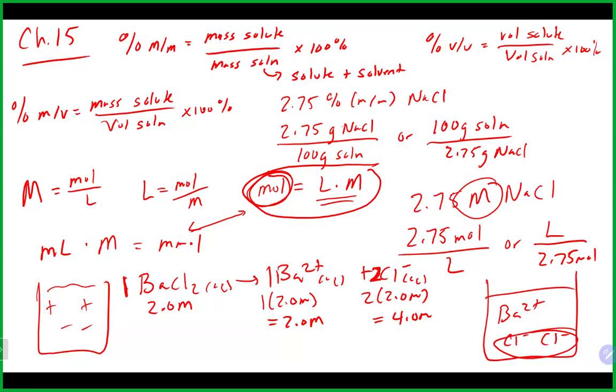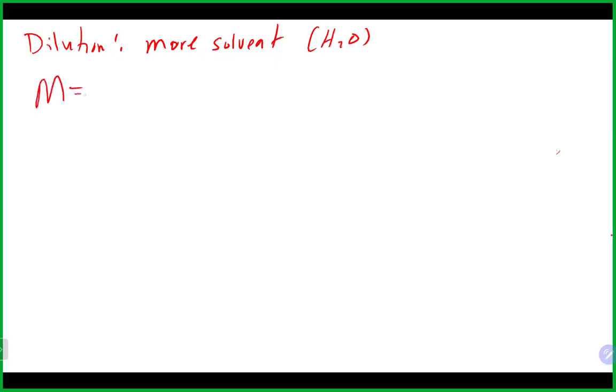We also talked about, at the end there, dilution. And dilution is really when we add more solvent. Although water is a very popular solvent, it's not always the solvent of choice, but a lot of times when people talk about dilution, they talk about just adding more water. When we're doing that, we think about molarity, which is the moles of the solute divided by liters of solution. And once again, the solution is our solute plus our solvent.